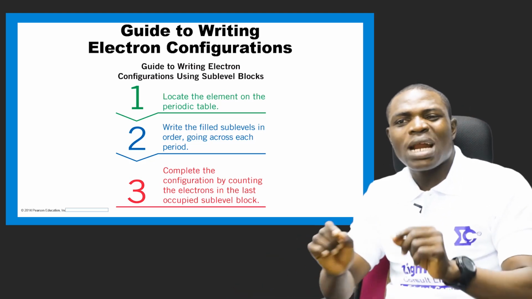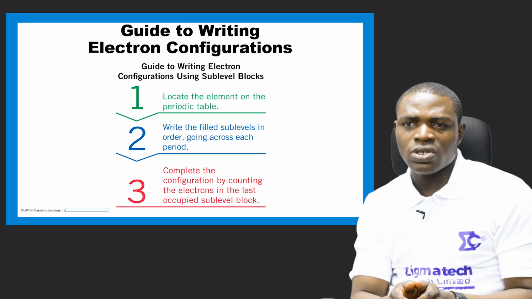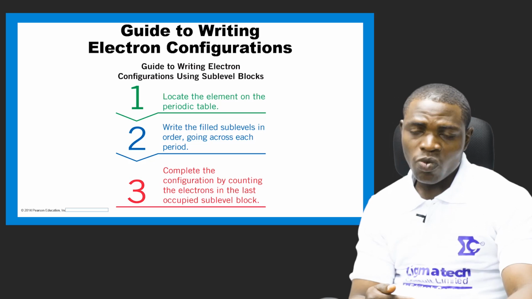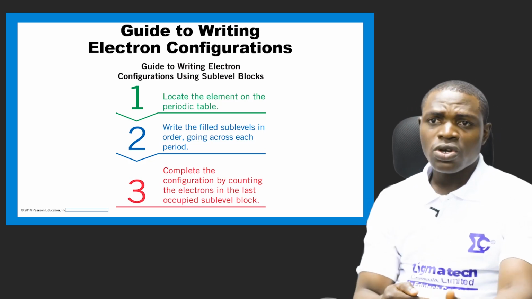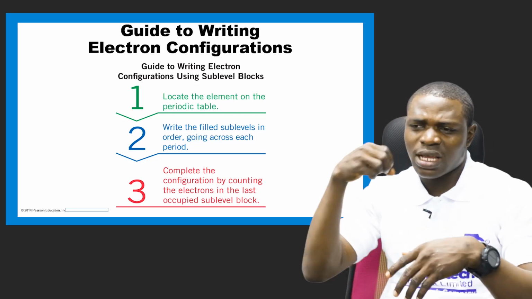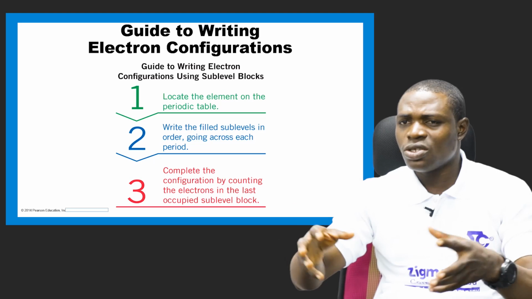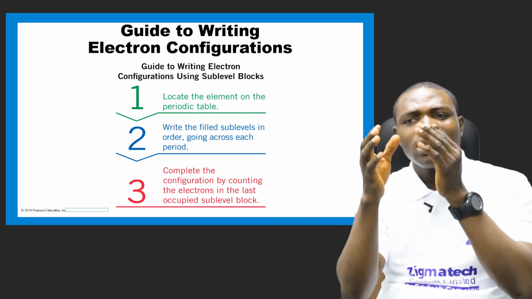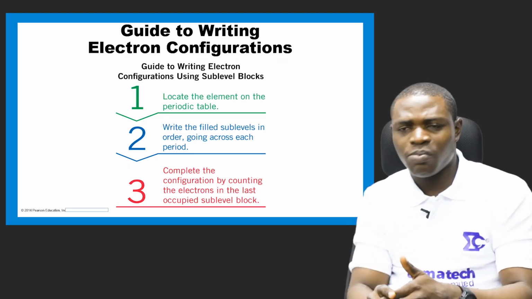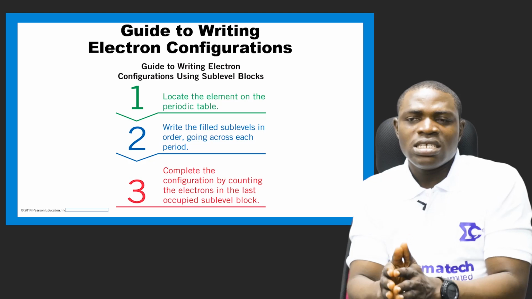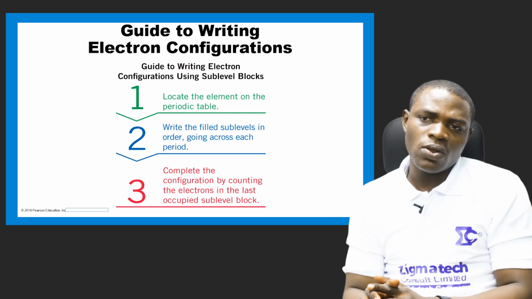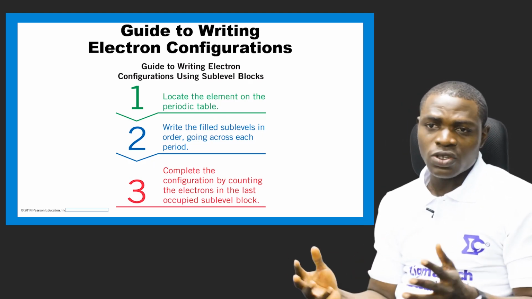Step 2, you write the filled sublevels in order going across each period. There must be an order. I'm going to show you before the end of this video the pattern with which we arrange this. We don't just scatter electrons anyhow all around the orbitals. Each orbital has a capacity, so we need to work based on the capacity of the S block, P block, D block, and F block. If you exceed the total number of electrons that each orbital can contain, then you are no longer doing electron configuration, you are doing something else.